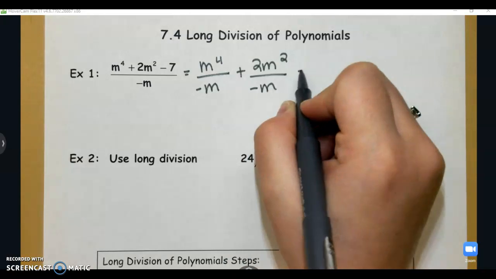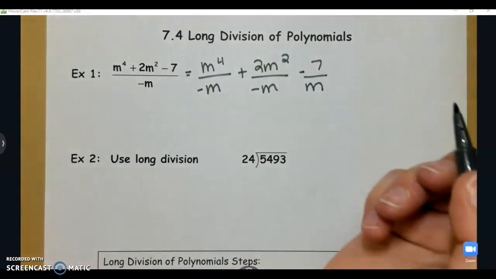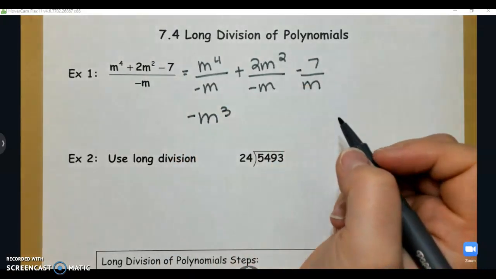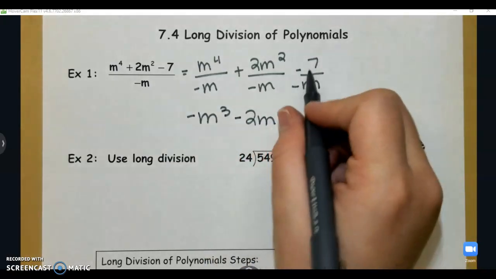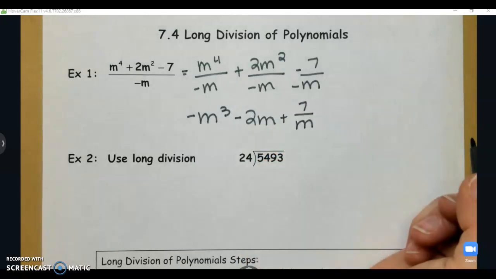division operation individually. So for this one, what we would get, m to the fourth divided by negative m would give us negative m cubed. 2m squared divided by negative m would give us minus 2m. And so that should have been negative m. Negative divided by negative would give us a positive. And that would be our result.